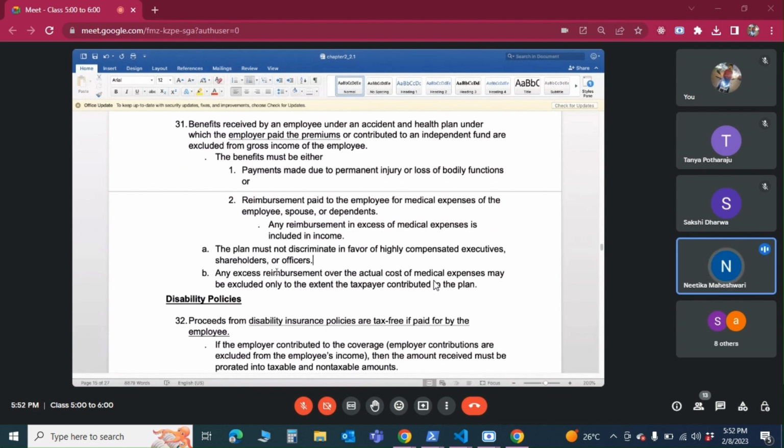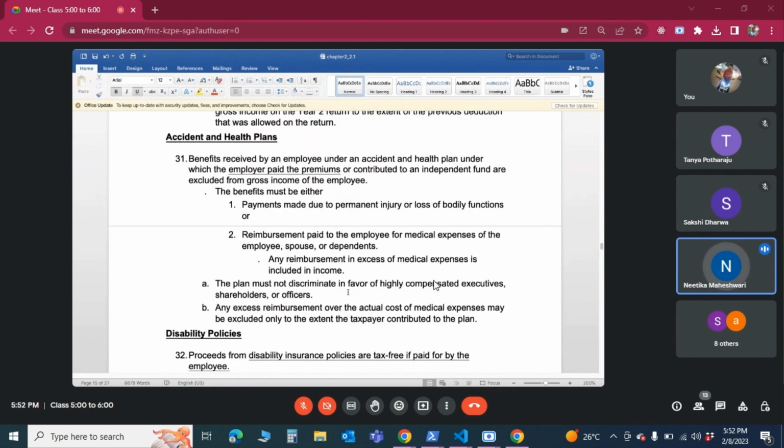Excess reimbursement over the actual cost of medical expenses may be excluded only to the extent the taxpayer is also contributing to the plan. A lot of times they have a plan saying that, okay, 50% of the premium will be paid by the employer, 50% of the premium is paid by the employee, or in some other ratio. So if the taxpayer is also contributing, then they get a deduction for whatever amount they're contributing. Okay.